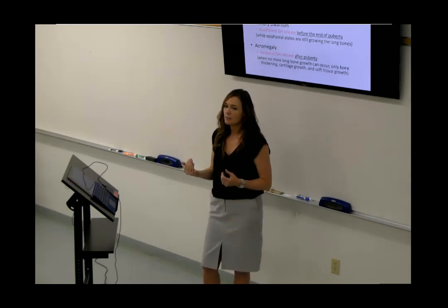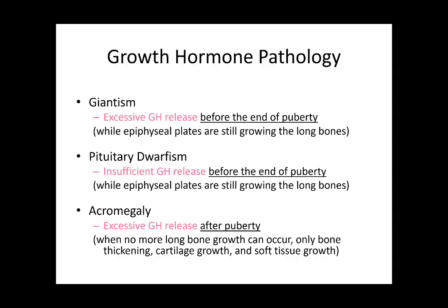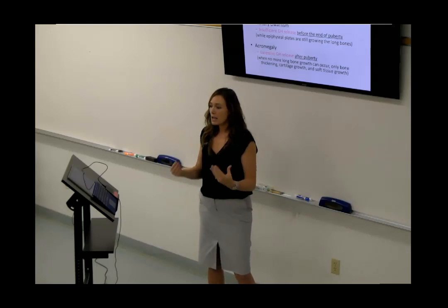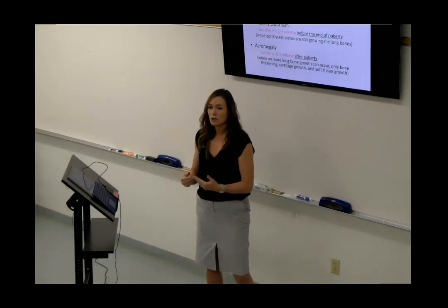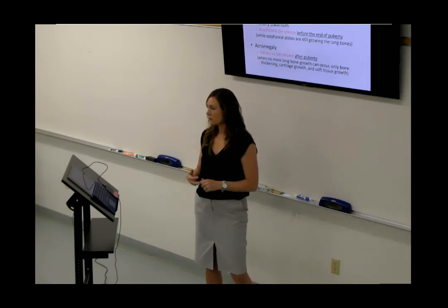The opposite being pituitary dwarfism. It's where in those same kids, epiphyseal plates are available, but they're not getting a signal. There's maybe just a drip, drip, not very much growth hormone coming out, or not at all. And so even though the kid's there, their plates are available, they've got good nutrition, they might be able to grow, they're not getting the signal to grow. And so those are considered to be pituitary dwarfs.